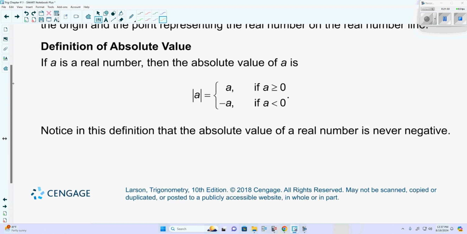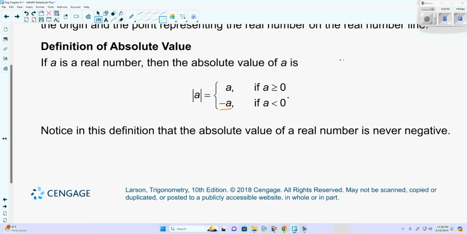Now if a is less than 0, we have negative a. And it's actually very tempting to want to say negative a, but notice in this definition that the absolute value of a real number is never negative. What they're saying here is not negative a, but the opposite value of a. So if a is negative, we're talking about the opposite value of a.